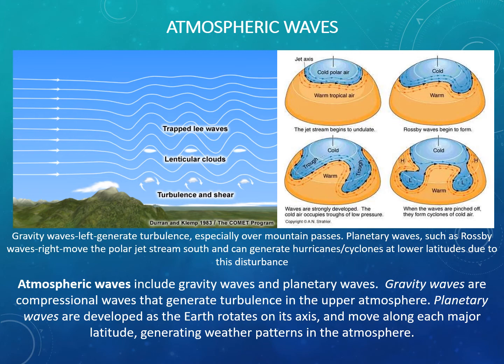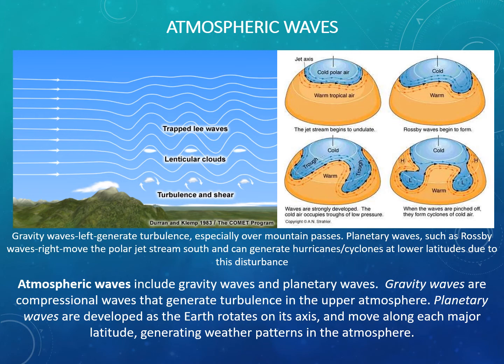Gravity waves are compressional waves that generate turbulence in the upper atmosphere, especially over mountain passes. Planetary waves are developed as the Earth rotates on its axis, and these move along each major latitude, in turn generating weather patterns in the atmosphere. Rossby waves are a type of planetary wave that moves the polar jet stream south. And again, that's what I was describing to you on the previous slide.